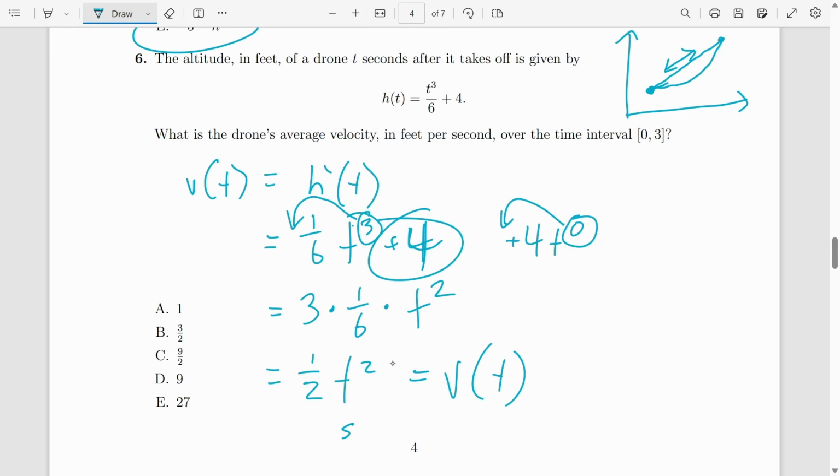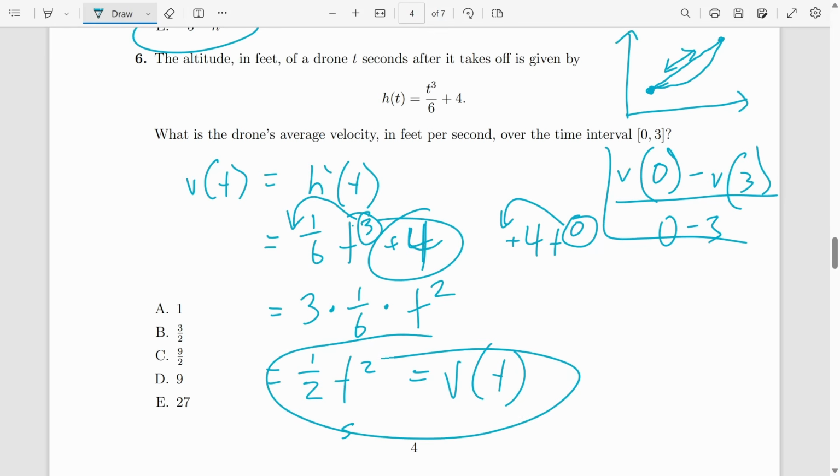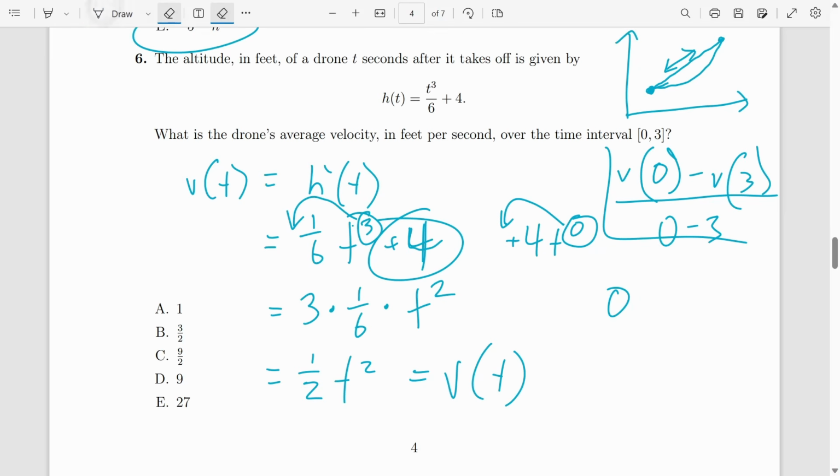So what we can do to find that is take the velocity at the first value minus the velocity at the final value, all over the length of time, aka the first value minus the second value. Or actually, it'd probably be switched around, it'd be 3 minus 0, but let's keep it consistent like that. So now we can just use this, and we can find our average velocity. So v of 0 is just 0, because if we plug in 0 for t, that's 0 squared, and then 0 times a half is still just 0.